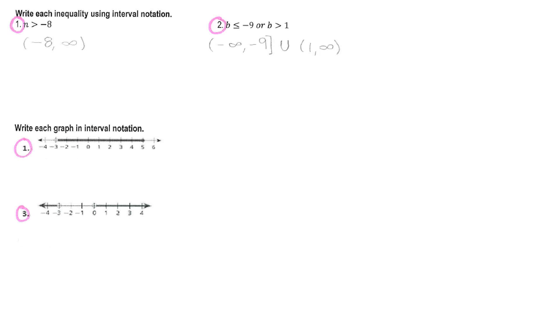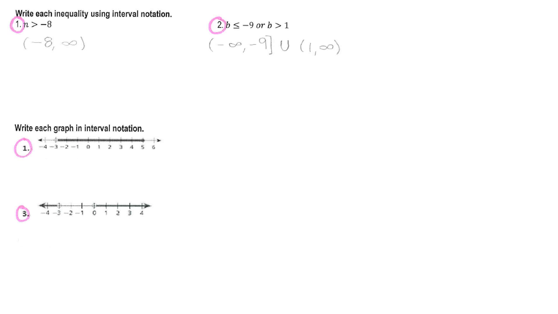Then in place of the word or, we put the union symbol. And then we have b is greater than 1. The 1 is not included, so we start with that and we use a parentheses. And it goes all the way to infinity because b just has to be greater than 1. So again, you close that with a parentheses.